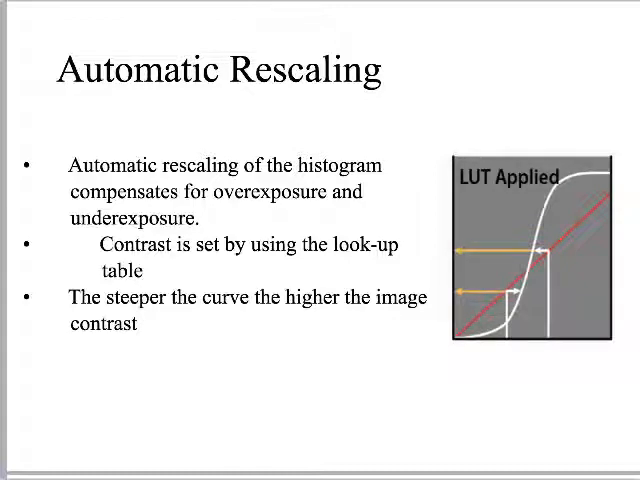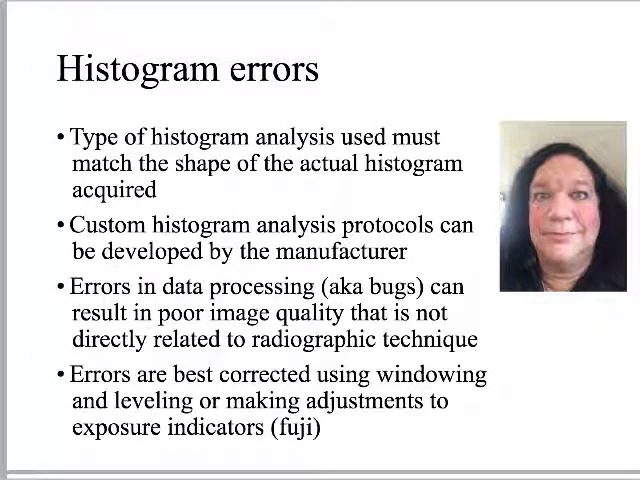Finally, we can have errors with this, right? And the errors are exactly the same process that we've been talking about over and over again. But sometimes those errors, the computer just coughs up on its own, right? So if the type of histogram analysis selected doesn't match the actual histogram acquired, it's going to kick out some weird stuff. So this brings me back to last Friday at Finn.